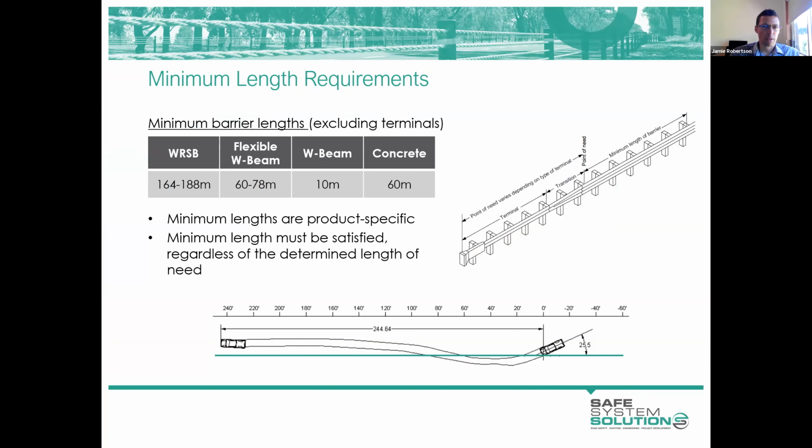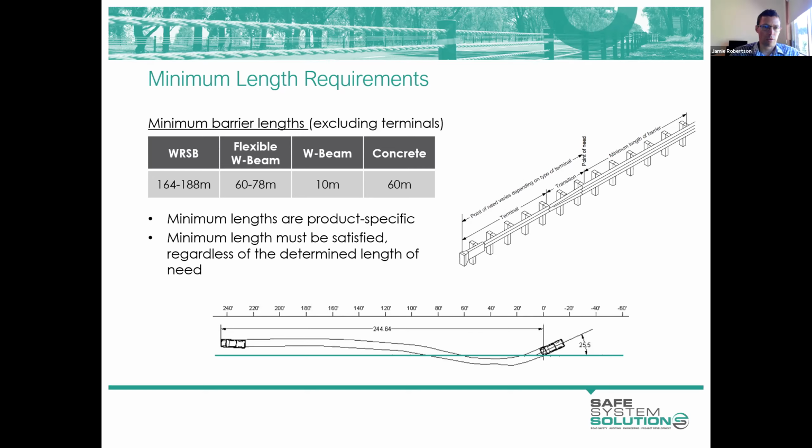As I mentioned, minimum length requirements are quite onerous, and they can be quite prohibitive for certain products. The wire rope safety barrier minimum lengths have blown out with the MASH accepted products. You might be surprised to see that there's 160 to 180 metres plus terminals, so in the order of 200 metres. Flexible W-beam systems, we're getting close to 100 metres when you include terminals.